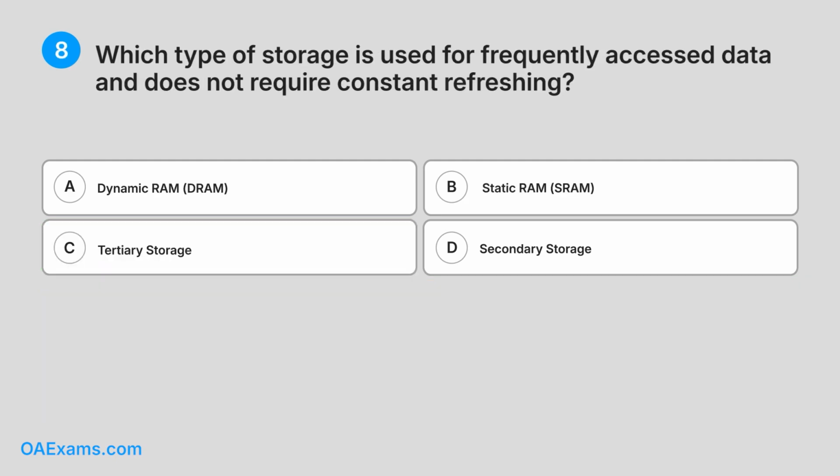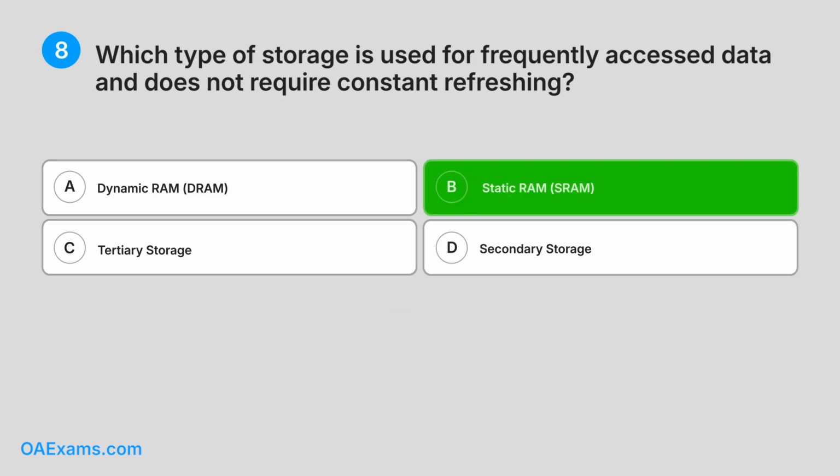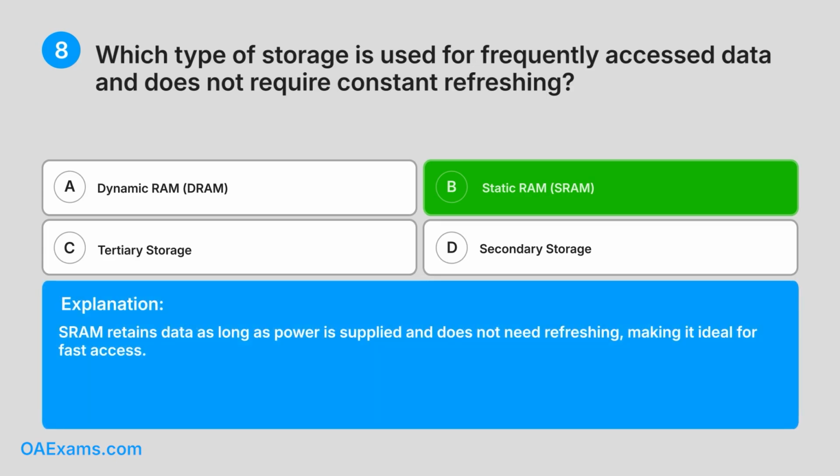8. Which type of storage is used for frequently accessed data and does not require constant refreshing? A. Dynamic RAM. B. Static RAM. C. Tertiary storage. D. Secondary storage. Do you know the answer? Correct answer, B. Static RAM. Explanation. SRAM retains data as long as power is supplied and does not need refreshing, making it ideal for fast access.